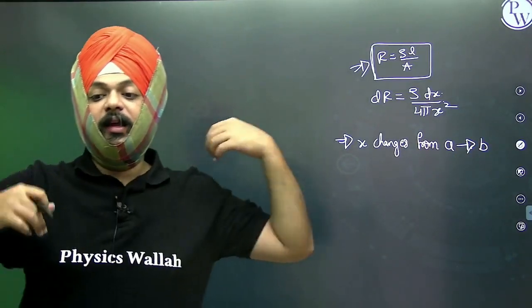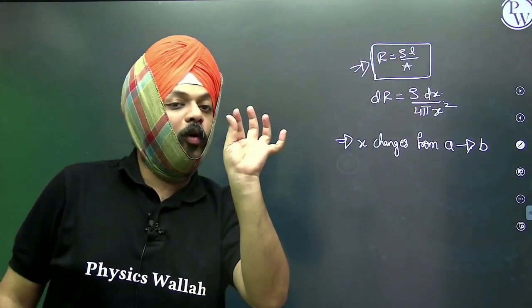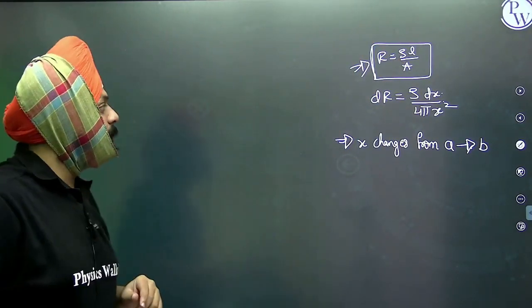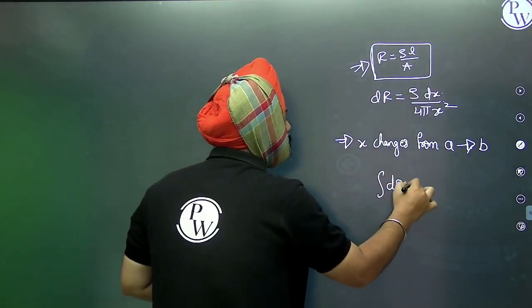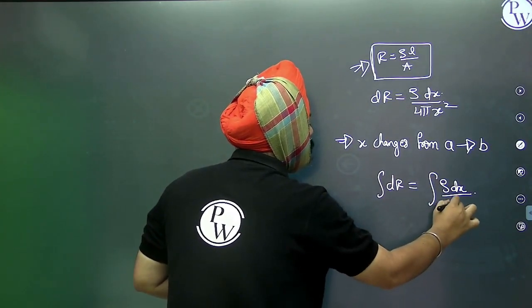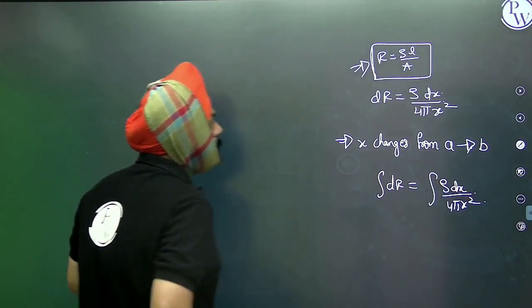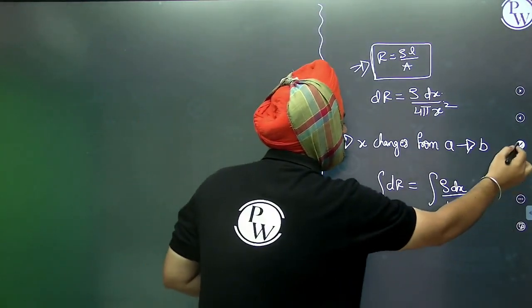Now, to find the resistance, for the entire thing it is R, for the smaller it is dR. So can I say that, integrating the equation on both sides, I get rho of dx whole divided by 4 pi x square. Okay, now we are going to solve this. What will be the limits?